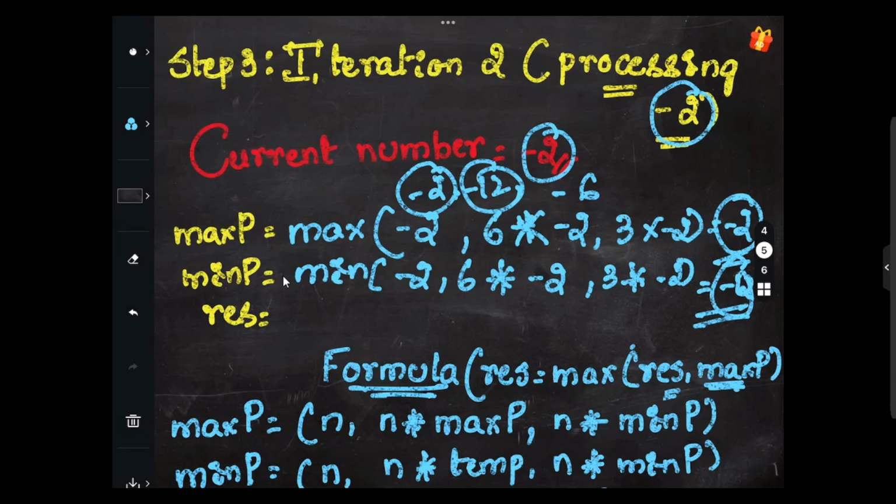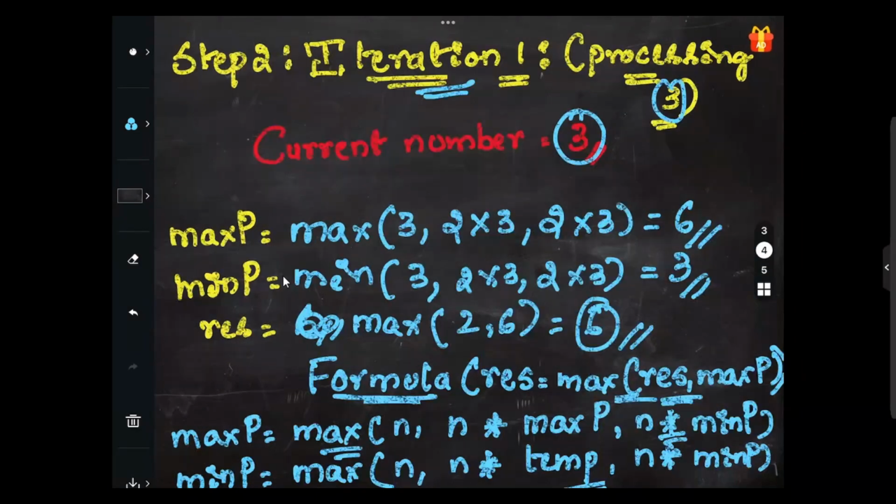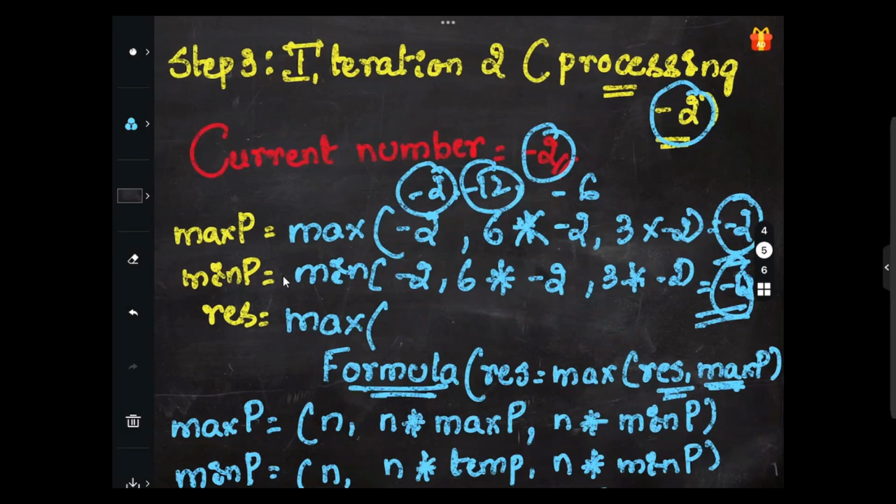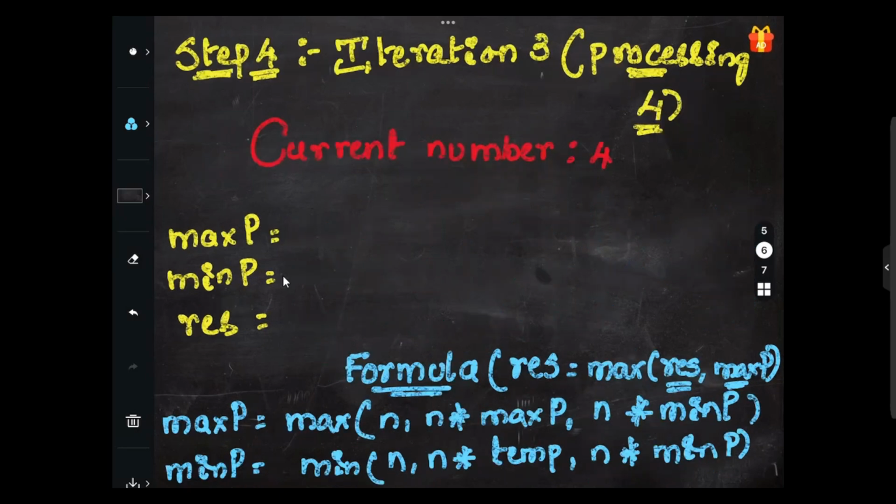So result will be max of previous result, max of result comma max p. So previous result we got here was 6. So 6 comma max p is -2. So maximum will be 6 in this case. Maximum of 6 and -2 we got here 6. So result will be 6 in this case. Let's come to the third iteration.